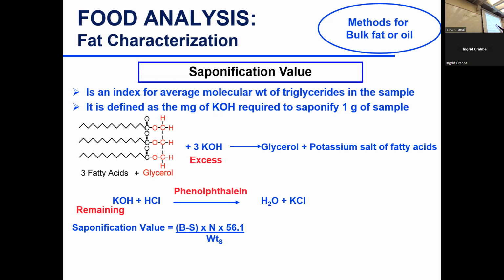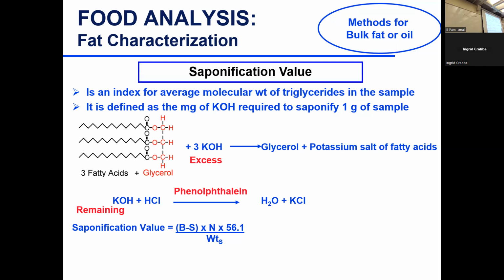The unit is milligram of KOH required to saponify 1 gram of sample. So it's a saponification reaction. In saponification, as you might remember from fatty acid chain analysis, you have a base that reacts with your triglyceride, breaks off the glycerol, and releases the fatty acids. In this case, you have KOH. So it's the milligram of KOH required to saponify 1 gram of fat.